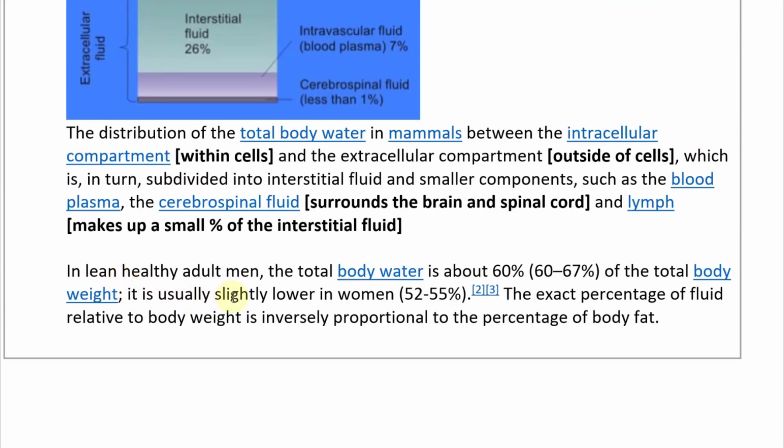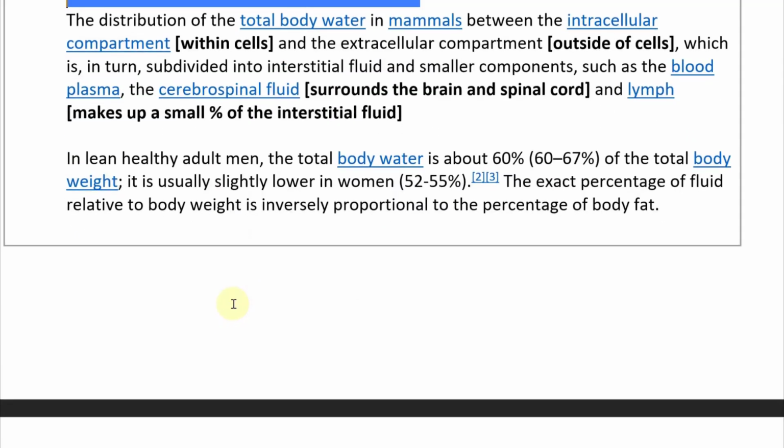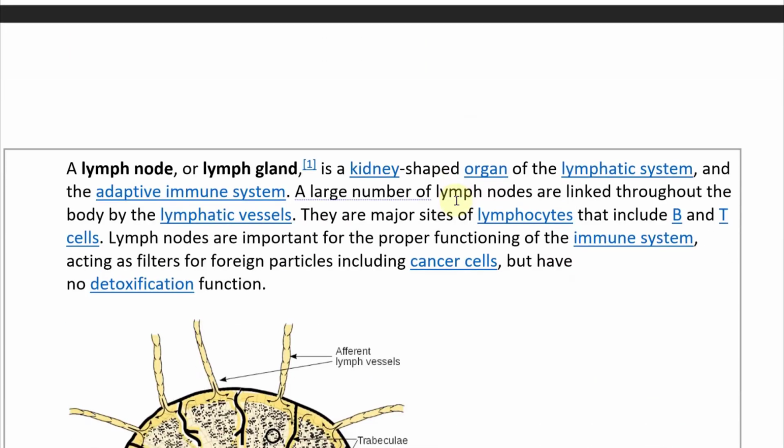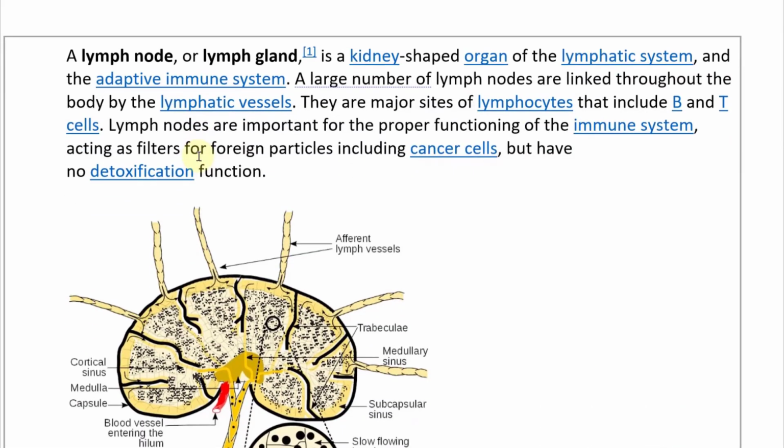More note on this body water. So in lean, healthy adult men, the total body water is about 60 to 67% of the total body weight. It is usually slightly lower in women, 52 to 55% body water. The exact percentage of fluid relative to body weight is inversely proportional to the percentage of body fat. So the more body water, the less fat. The more fat, the less body water. Fascinating stuff. All right, so now let's go over a lymph node.